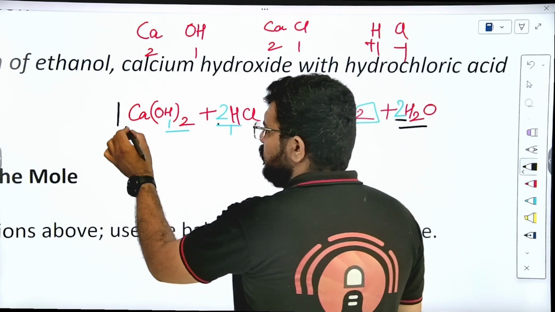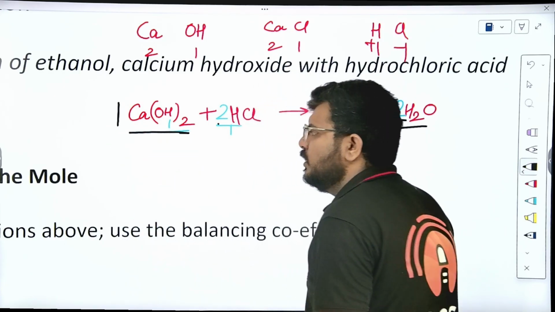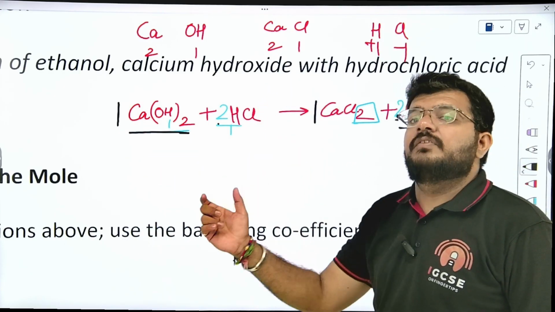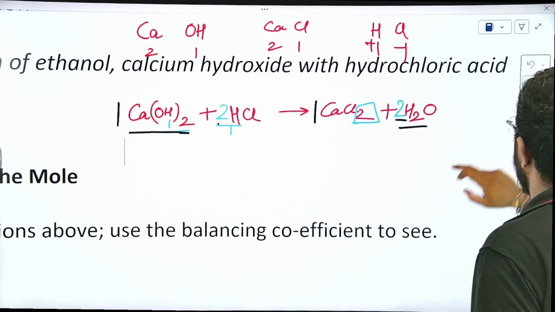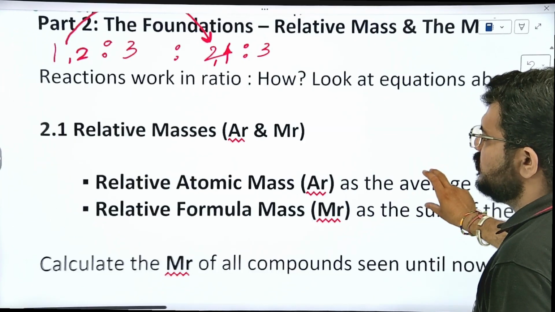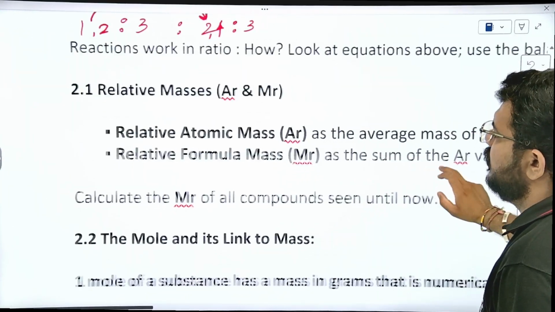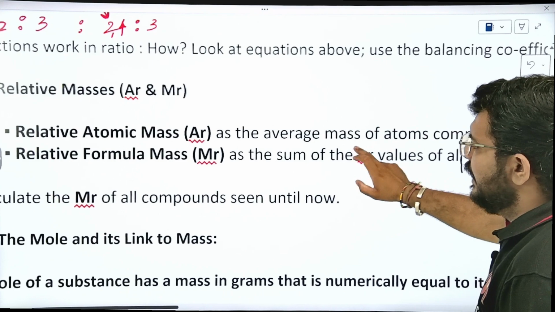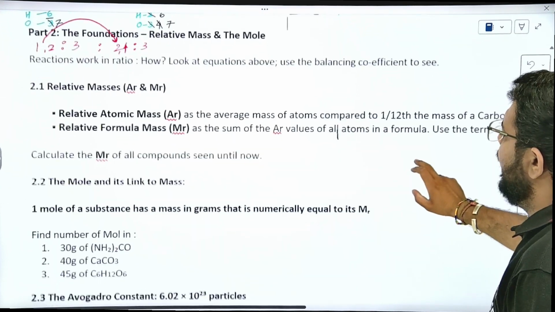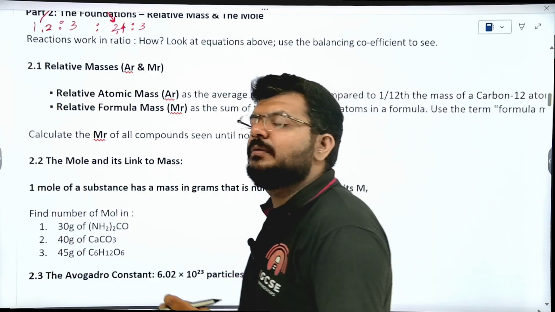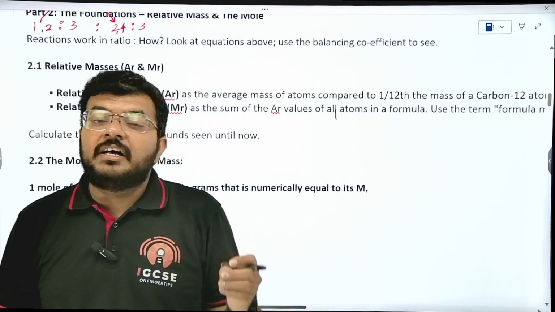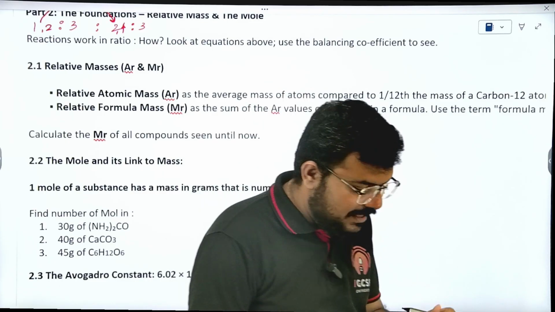For this we will need to find out the relative mass of calcium hydroxide. And let's first understand what is relative mass. What is the relative mass? Relative mass is the mass of atoms compared to 1/12 of a carbon atom, where the mass of carbon 12 atom itself is 12 grams.